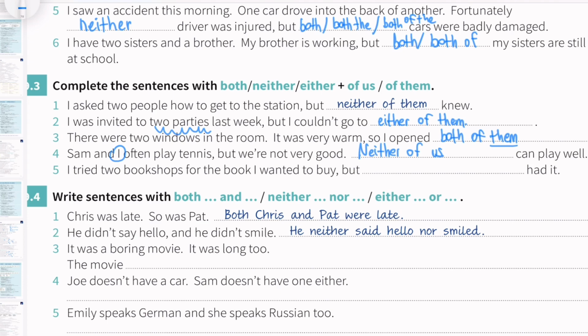And then the last one, I tried to book shops for the book I wanted to buy, but neither of them had it. I wanted to look for my book, but nowhere had it. The two bookshops, they don't have it. So the answer is neither of them. Neither of the two bookshops that I wanted to buy from sells it. So the answer is neither of them.